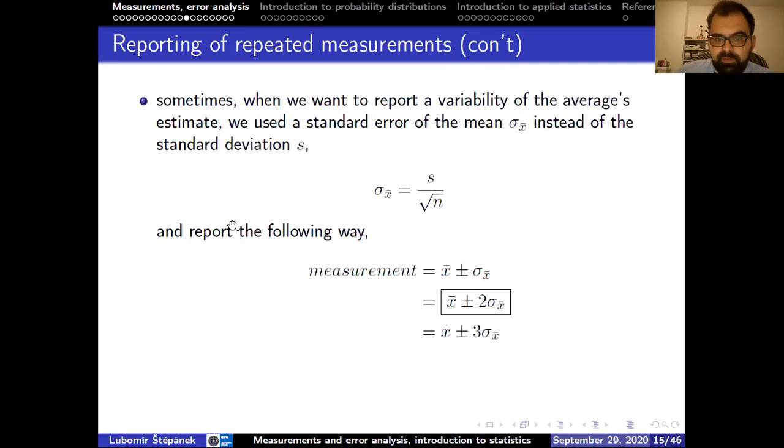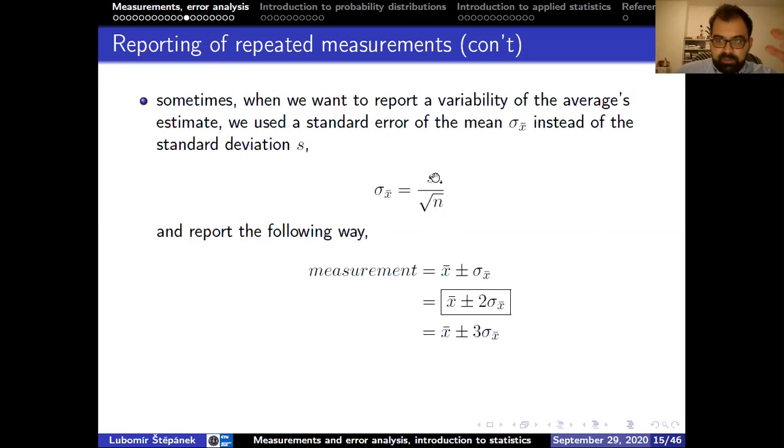And then the way to report our measurement, if you are interested exactly in the mean, is mean plus minus standard error of the mean. The best way is this option: mean plus minus 2 standard errors of the mean. But I think that in our course, this is maybe not the case in any of the tasks prepared for you. But it is good to know about. We have no room here to derive it, so try to believe that this is true.